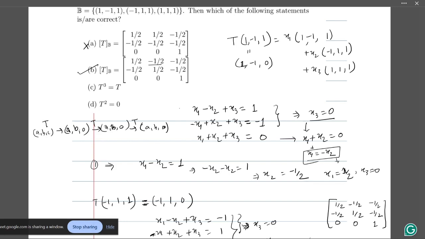Okay, so T cube is equal to T, only because T sends (a, b, c) to (a, b, 0), and T cube also sends (a, b, c) to (a, b, 0). So this is your T cube. So this option is correct, but this is incorrect. Good. Understood?